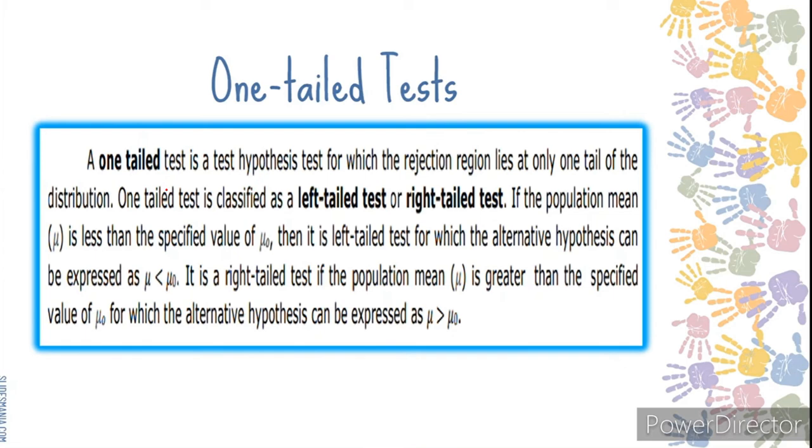Yan po. So, one-tailed nasa module nyo po ito, no? So, one-tailed is a test of hypothesis. Tama yung sinabi natin kanina. Pero hindi ko matandaan yung isa eh. Lies at only one tail of the distribution, yung normal distribution. Siyempre, it could be left or it could be right.